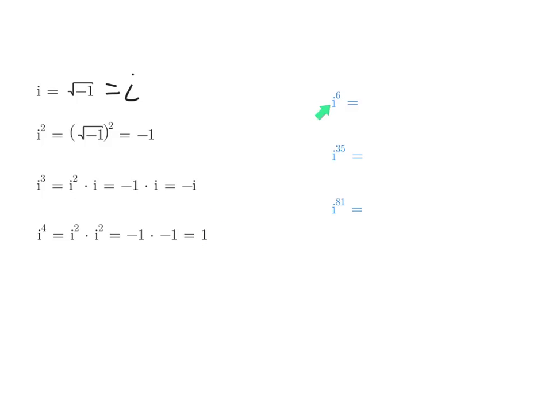So if I can separate these into i to the fourths, I can find out what's left over, and that's actually my answer. In this case, i to the sixth is i to the fourth times i to the second. Since i to the fourth is just 1, it's really i to the second. What is i to the second? -1. So i to the sixth is equivalent to i to the second. Okay?